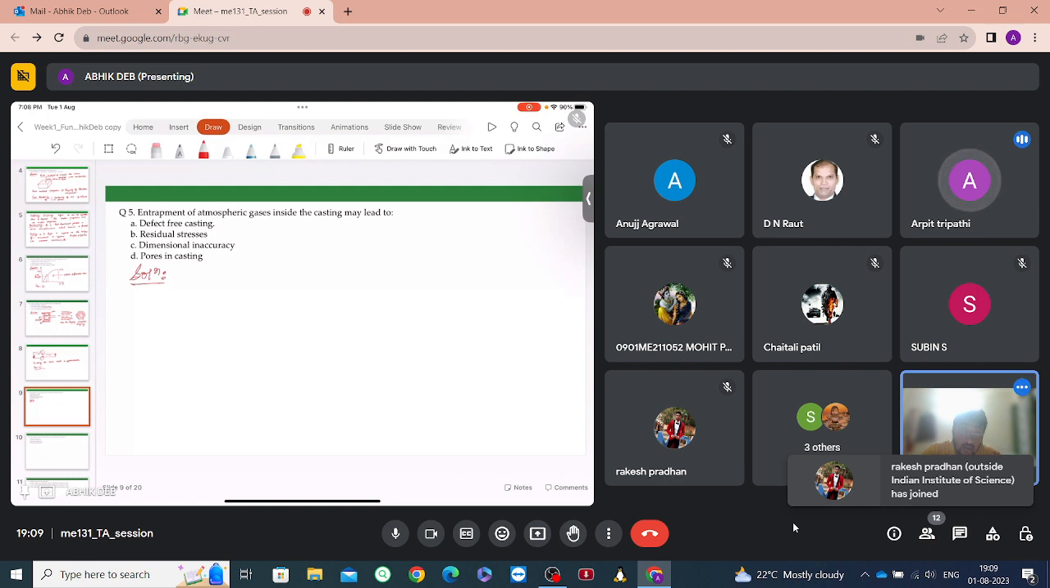I think option D is correct. Okay, option D is correct. Yeah, option D is correct. It results in pores in casting because when the gases are going inside a casting, it will create voids.